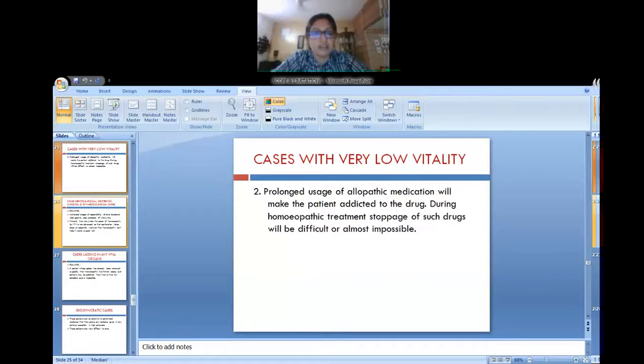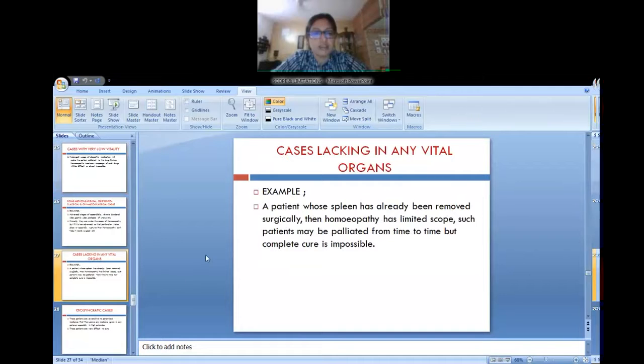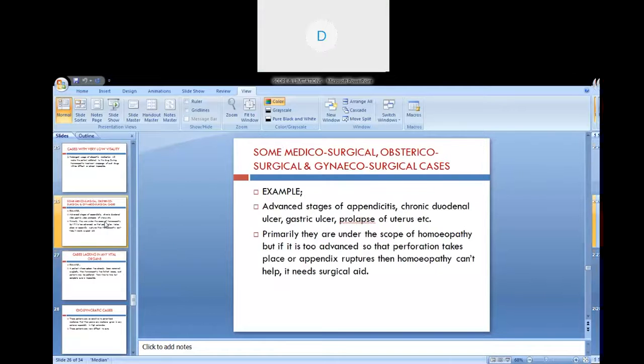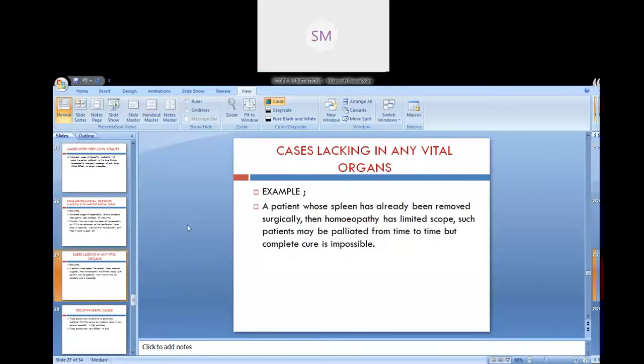Next question from Soumya is, can you repeat cases lacking any vital organs? Yeah, can we have that slide, please? Cases lacking vital organs. Yeah, I think the slide before that, please. Or is it only one slide? Yeah, ma'am, it's only one slide. Just go to the previous one. I'll start with that. Let me just give a background.